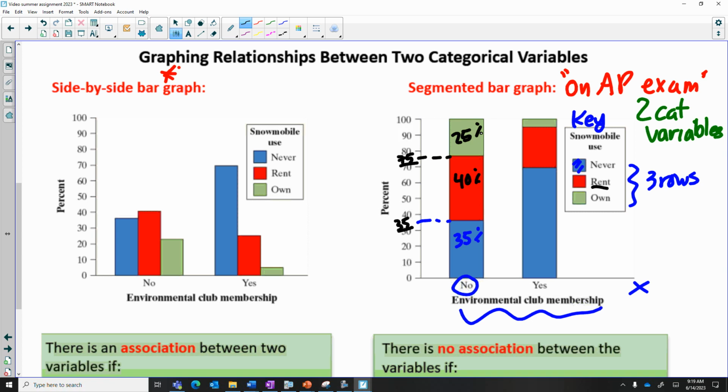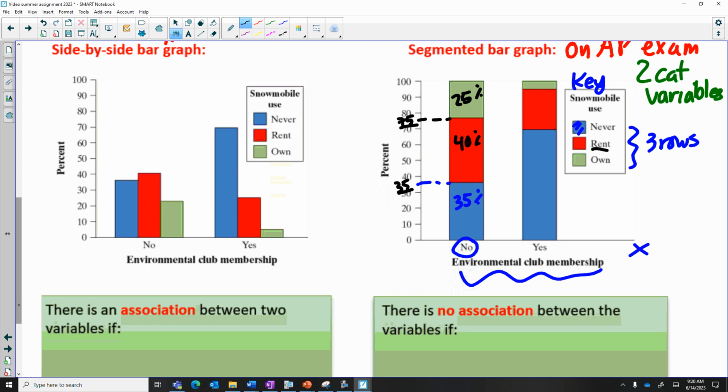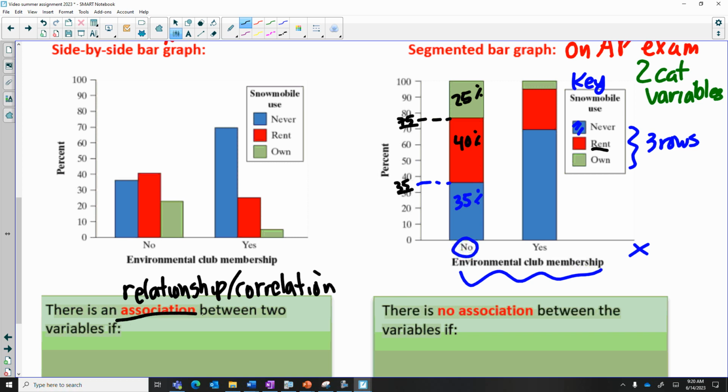Now, what are they looking for from this? On the AP, they want to know if there's a relationship or an association between the two variables. So another word for association is there a relationship or a correlation between the two variables, okay? So do they influence each other? Do they impact each other?